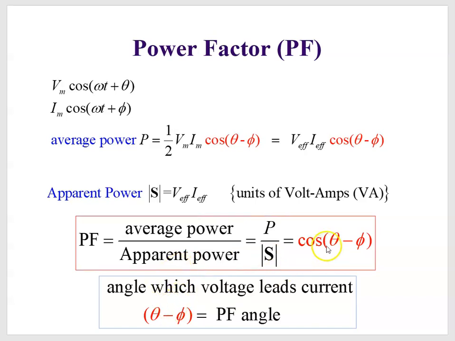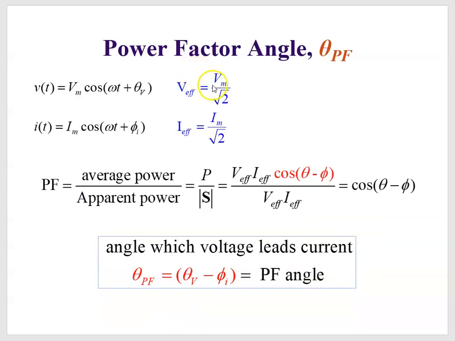The power factor angle is just this angle in here. It's theta V minus theta I. And again, it's the angle by which, this is wrong, theta V minus theta I is going to give us the angle by which the voltage leads the current. But when we're talking about power factor leading or lagging, we're talking about current leading voltage.